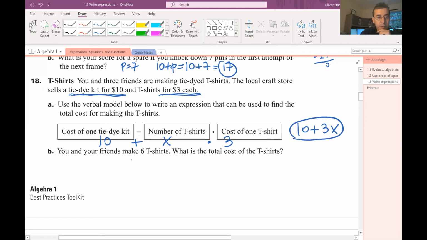And then you and your friends make 6 t-shirts. So in this case, number of shirts, that's X. So X is 6. What is the total cost of the t-shirts? That's $10 for the tie-dye kit, plus the cost of one shirt is 3 times the number of shirts, 6. So the cost of shirts is 18, and then the $10 for the tie-dye kit. So that's 28. Right? So that's $28.